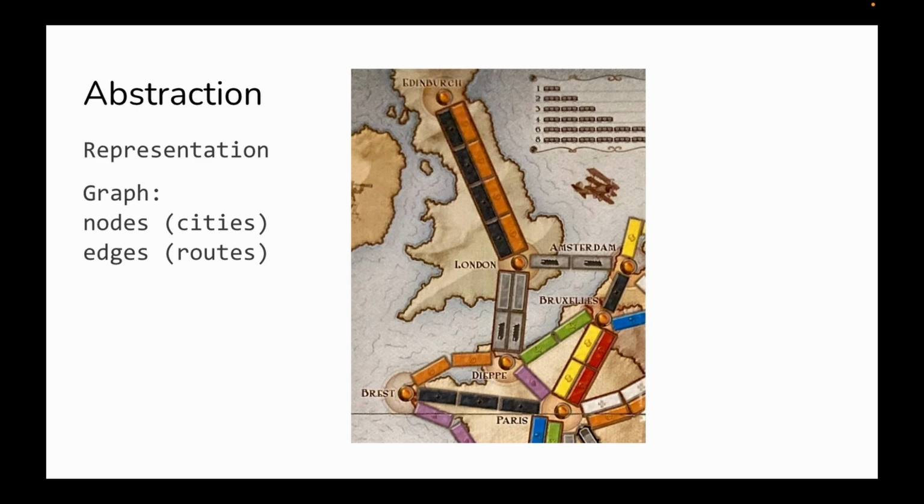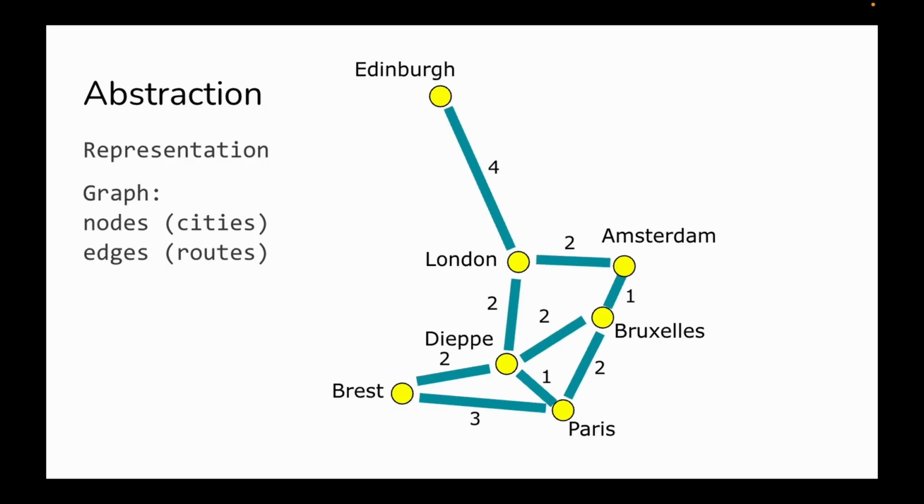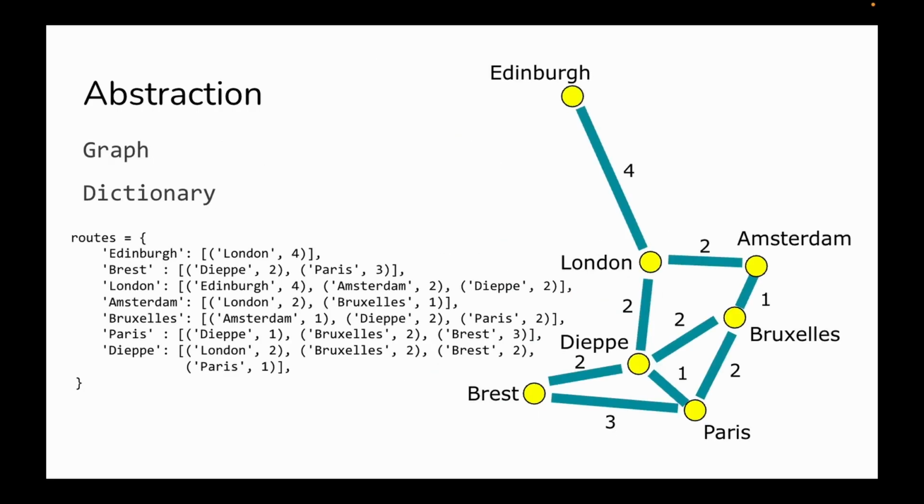Next, we looked at how to represent our route. We have a graph. Cities are nodes, routes are edges. Here's the graph labeled with the city names and distances. This is a dictionary representing all the routes. Each city is a key with the neighbors and distance as values.